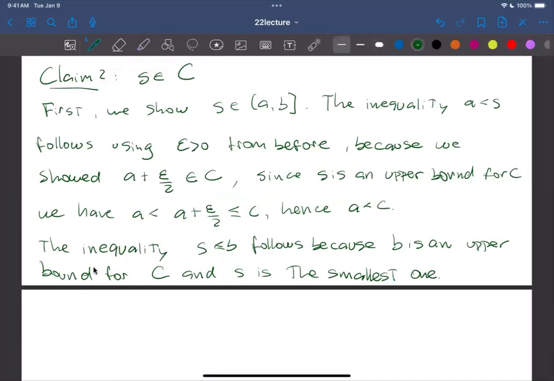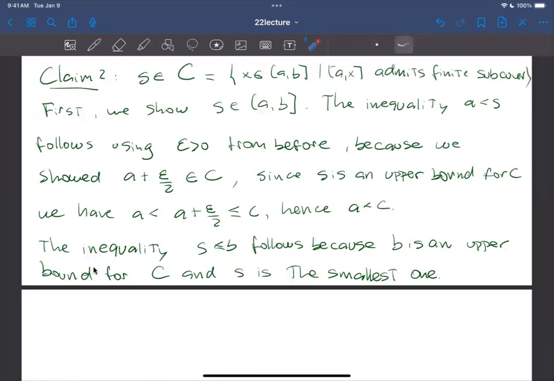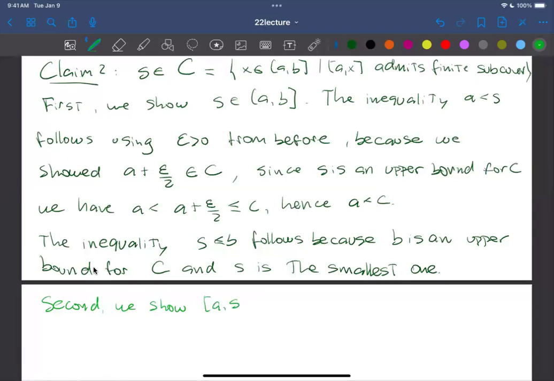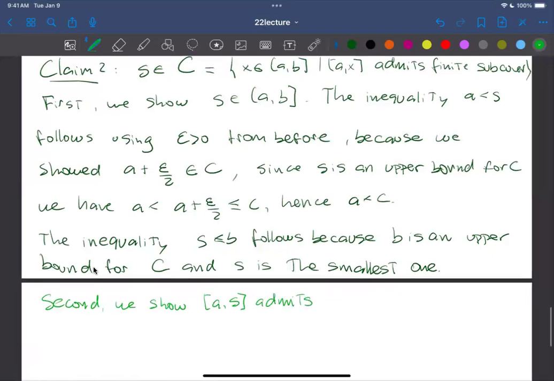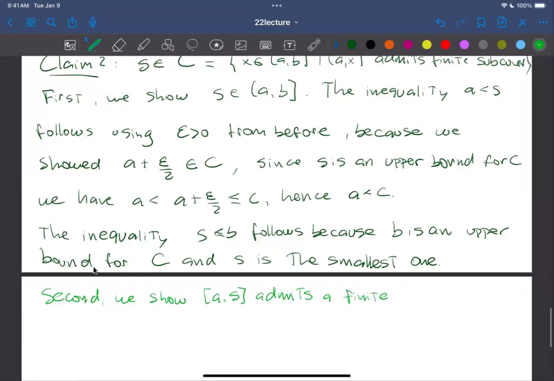So let me write right here what's our C. These are points in open at A, close at B, such that the closed interval from A to x admits a finite subcover. We only showed that S satisfies this very first condition. Now we need to show this. So second, maybe I can use another green for this. Second, it's still the same claim. We show that the entire interval from A to S admits a finite subcover. And this is the complicated part of this claim. Because S is now this very particular element. Are there any questions so far?